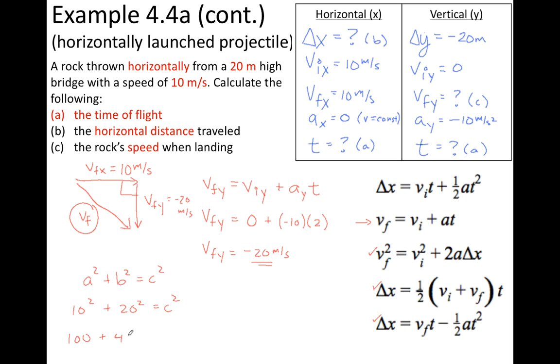20 squared is 400. So we want to know what squared is 500. So the magnitude is going to be the square root of 500, which is 22.4 meters per second. That is the final velocity, which is the final speed.